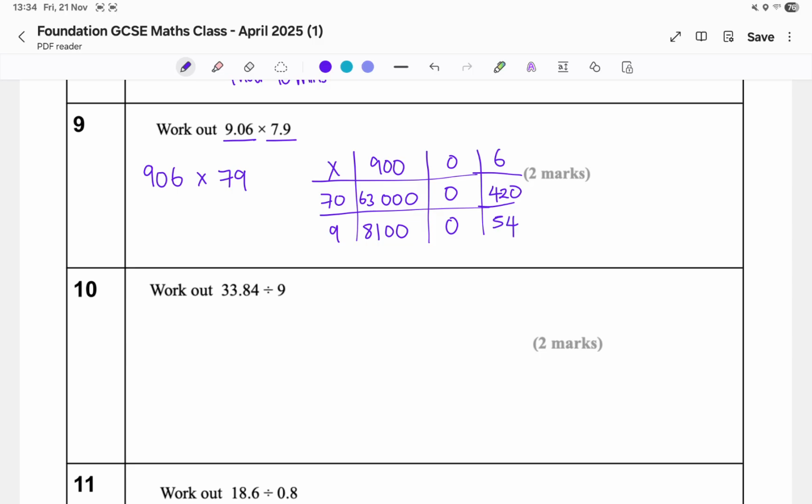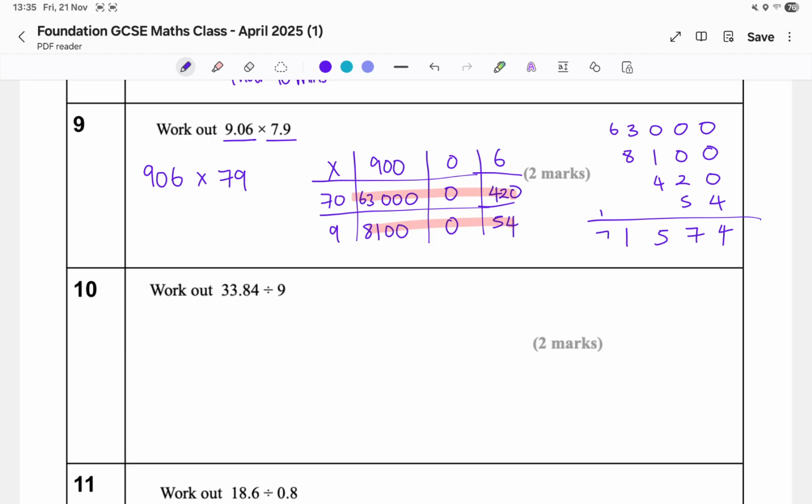And I can just add them all up together. So I am adding these together. 63 with 1, 2, 3 zeros, add 8,100, add 420, add 54. I just add them up. That's going to be 4. 5 plus 2 is 7. 4 plus 1 is 5. 8 plus 3 is 11. So I'm going to carry 1 over.